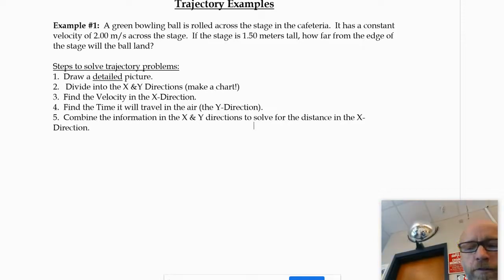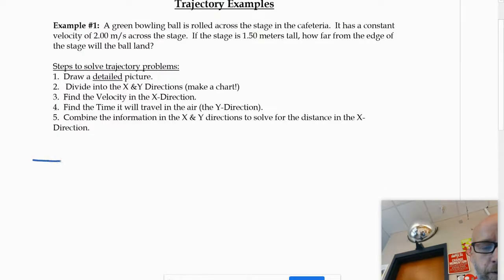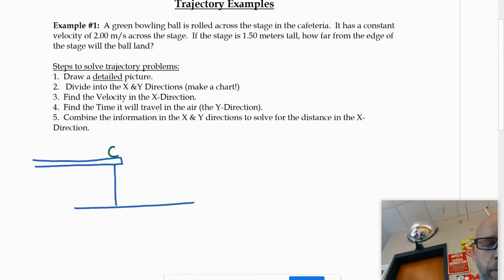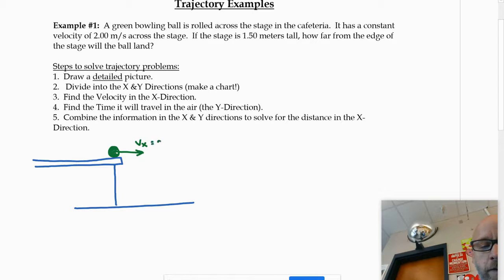All right. So your first approach in something like this is going to be to draw a picture. Always, your first step is to draw a picture. So I'm going to go ahead and do that. We're going to have a green bowling ball roll off the edge. This would be maybe, say, in North Hampton, I believe, they still have a stage in their gymnasium. We have a velocity in the x direction. And if it's traveling at 2 meters per second across the tabletop, that is going to be the velocity in the x direction. It says that the stage is 1.5 meters tall.